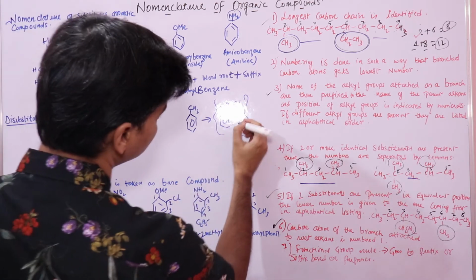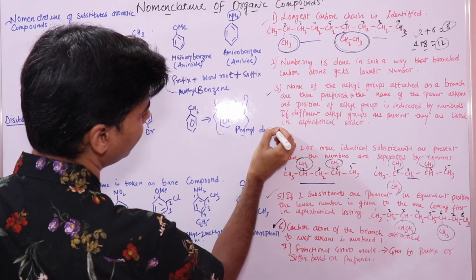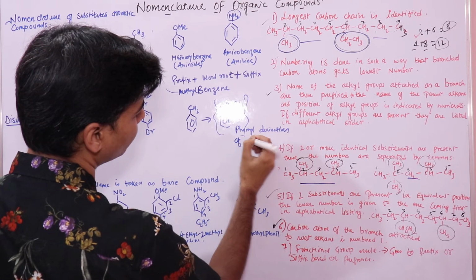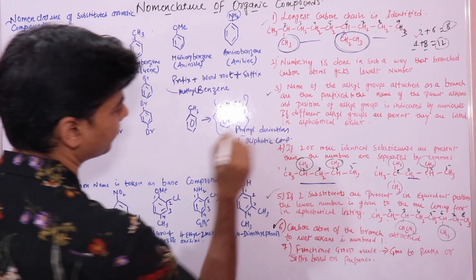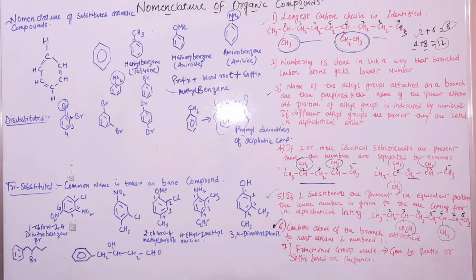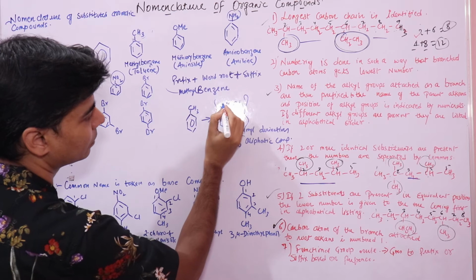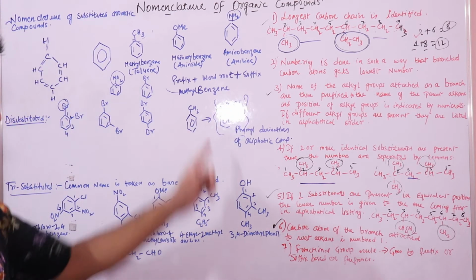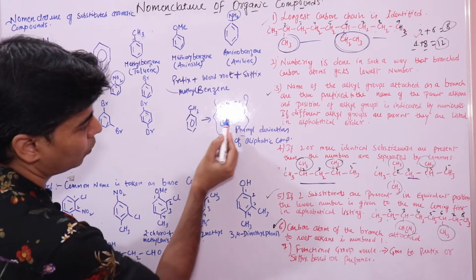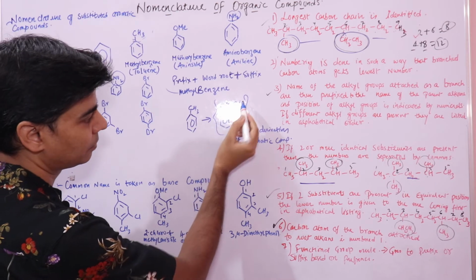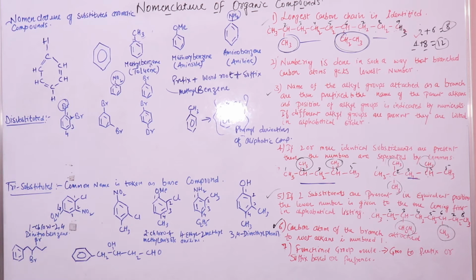So this is the phenyl derivative of aliphatic compounds, right? How to name this? This would be named as, you have C, CH2Cl, right? So this looks like a derivative of methane, CH4, where one hydrogen is replaced with a phenyl ring and one is replaced with Cl, right? So how will you name it?